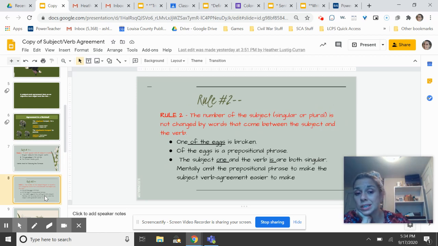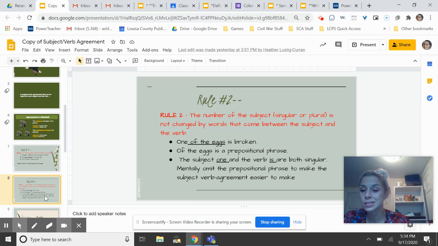Rule number two is that the number of the subject, singular or plural, is not changed by the words that come between the subject and the verb. One of the eggs is broken. We've got all that junk in the middle, right? One of the eggs is broken.